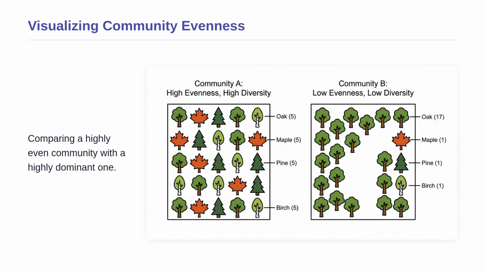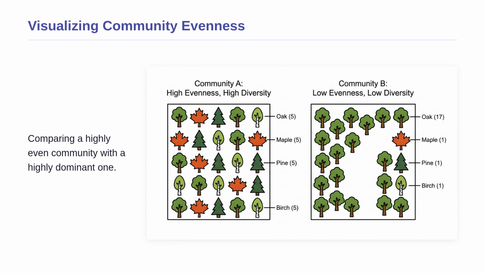To truly cement this concept, let us look at a visual representation of high versus low evenness. On the left side of this diagram, we see community A. It has high evenness and high diversity. Notice how the oak, maple, pine, and birch trees are equally distributed, with exactly 5 of each. The ecosystem looks balanced and resilient.